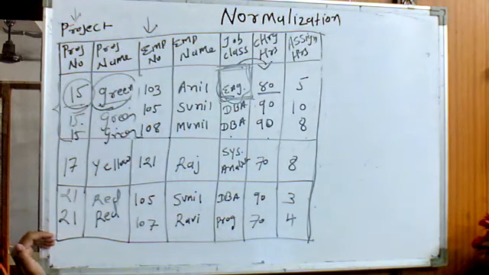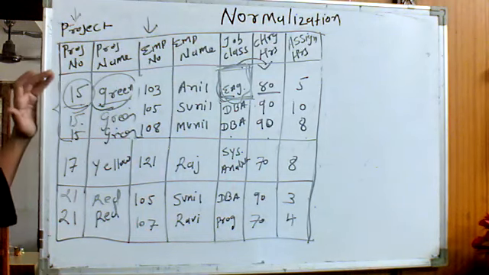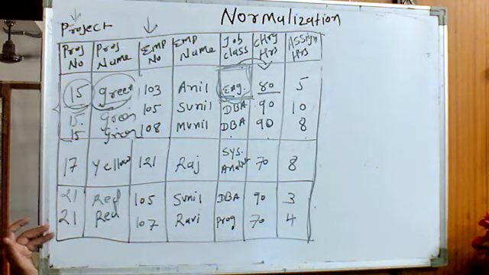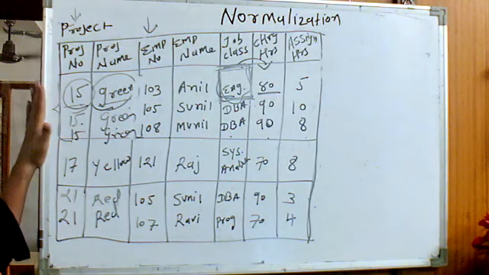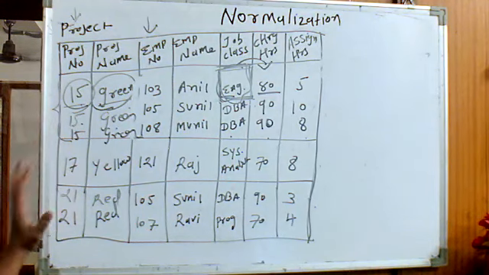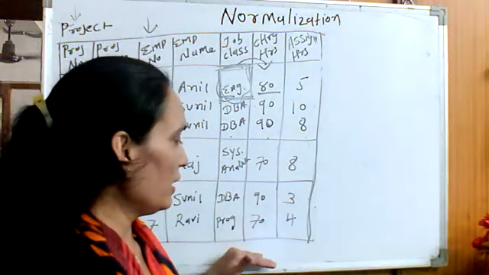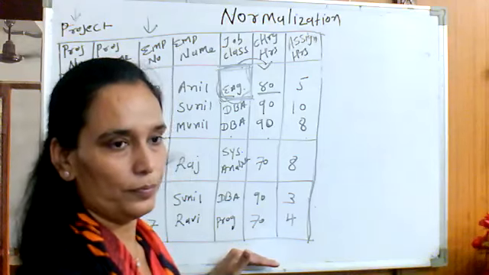Okay. Now we can see that this table is in first normal form because it satisfies all the conditions of first normal form. First normal form condition: first, data should be in table format. Yes. Second, there should be no repeating group. Yes. And third, primary key must be identified. So all these conditions are satisfied. So it is in first normal form.